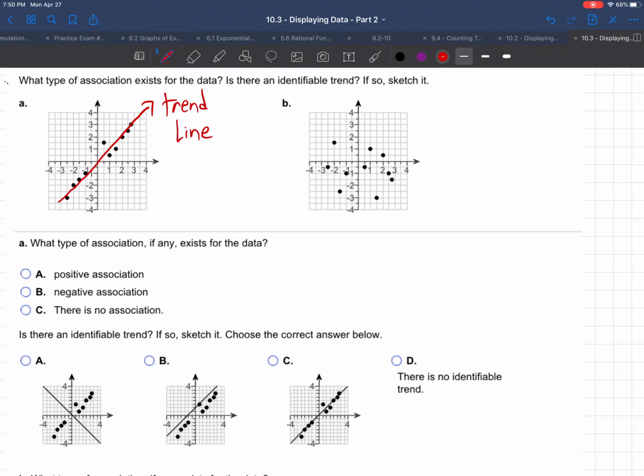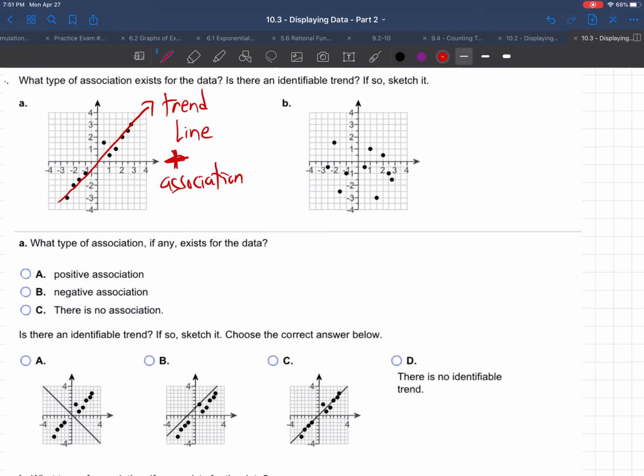That would be the trend line. Notice that's how the dots seem to be moving, up to the right. That's a line that goes through the middle of the dots. And so that seems to be going up. Now, a line that goes up to the right is a positive association. It's going up to the right.